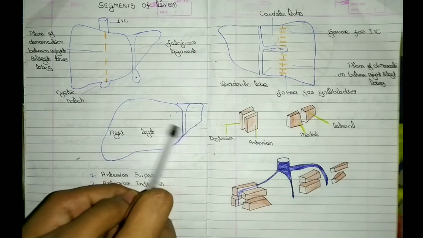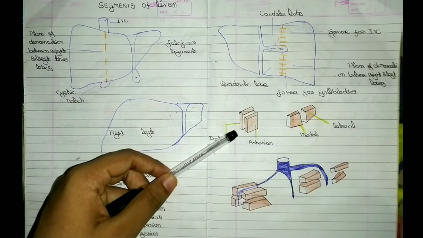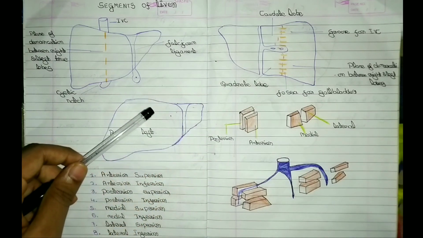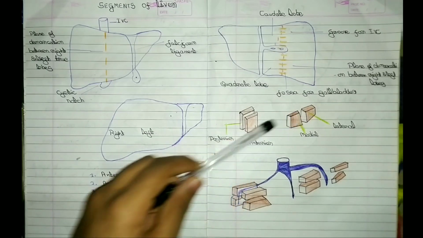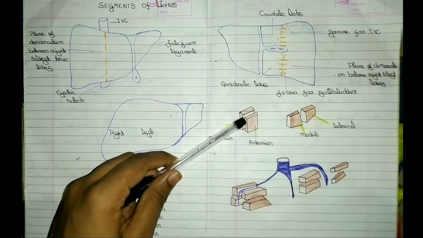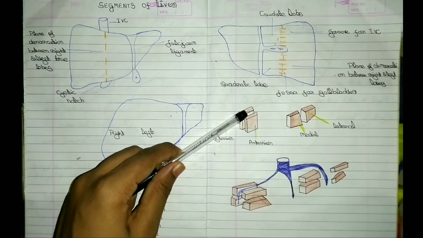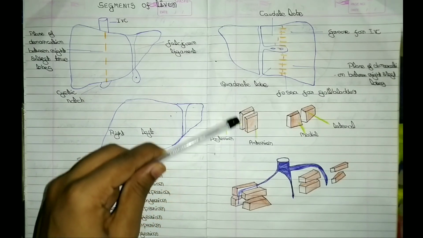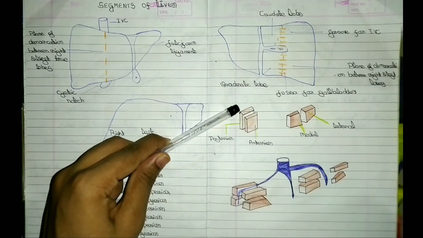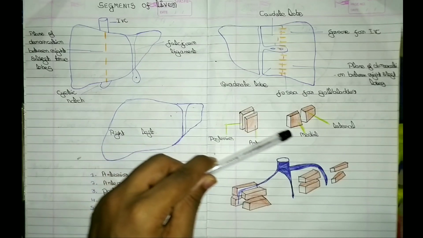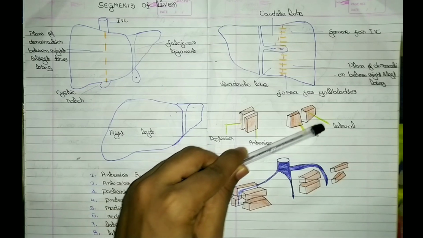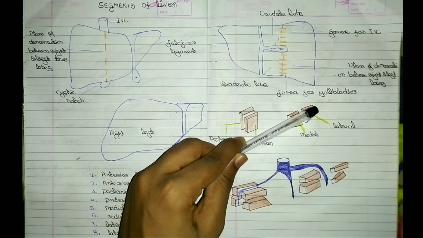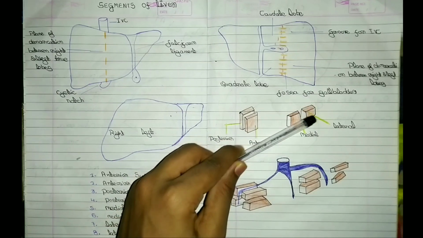The right lobe is further divided into anterior and posterior. The left lobe into medial and lateral. Again, the anterior lobe is divided into superior and inferior, and the posterior lobe is divided into superior and inferior, and the medial lobe is also divided into superior and inferior, and the lateral lobe is also divided into superior and inferior.